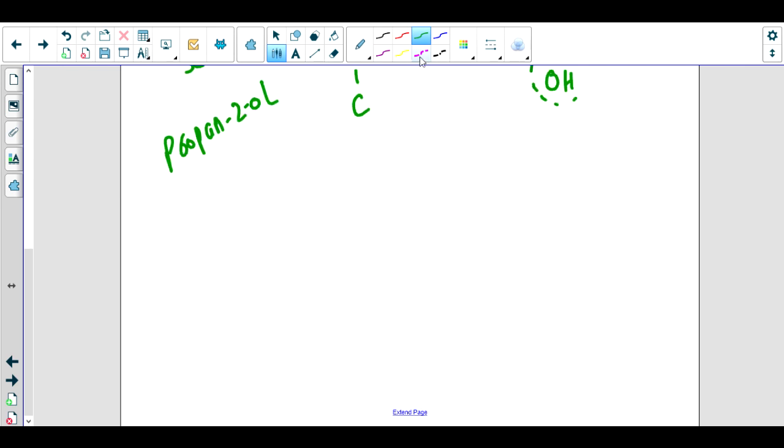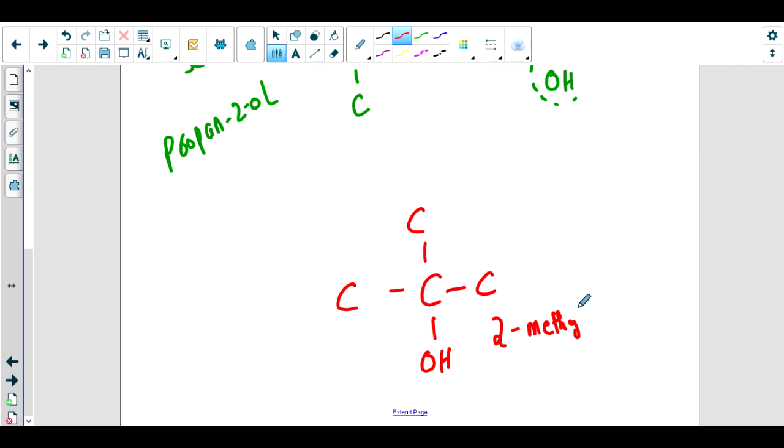And then the third one is the tertiary one. The carbon attached to the functional group is further attached to 3 carbons. We call it a tertiary alcohol. What will be the name of this? We have this one, 2-methylpropan-2-ol. Okay, this is how you can classify alcohols.